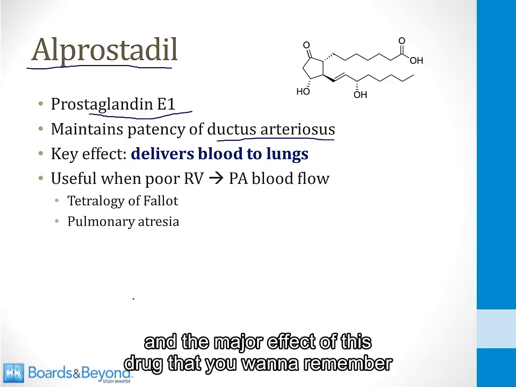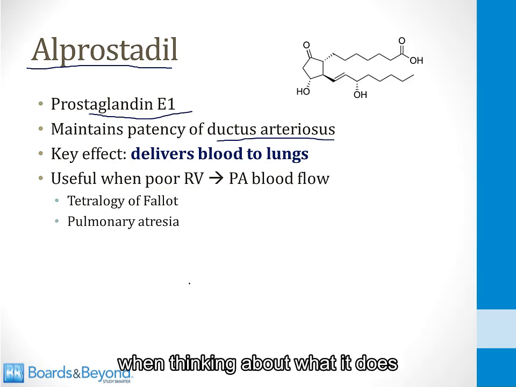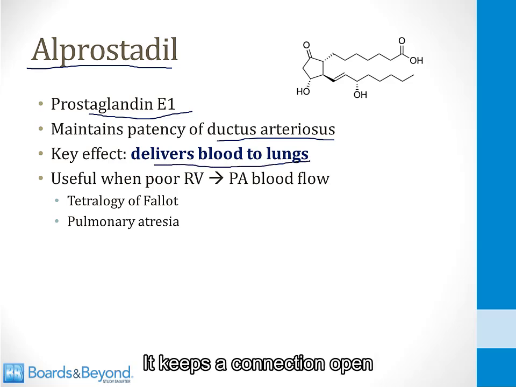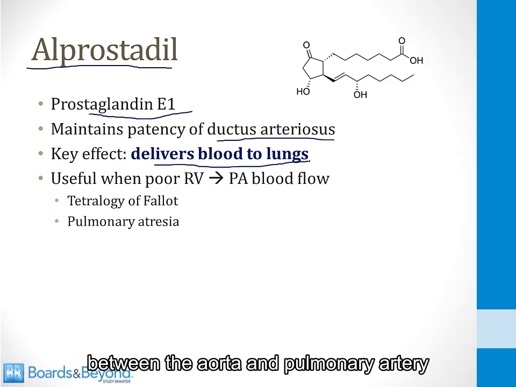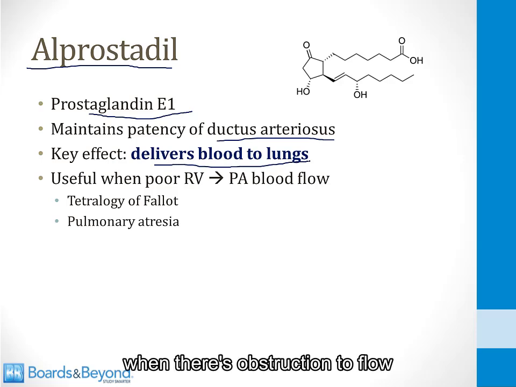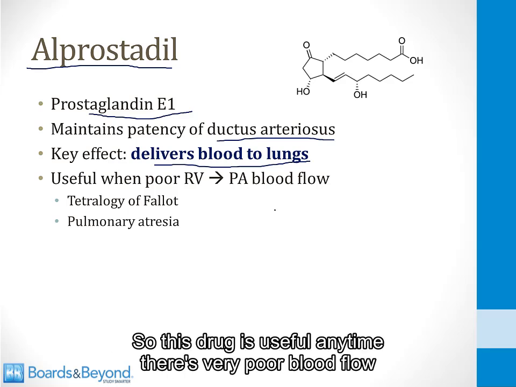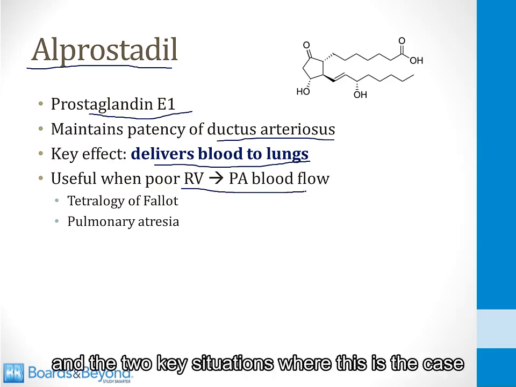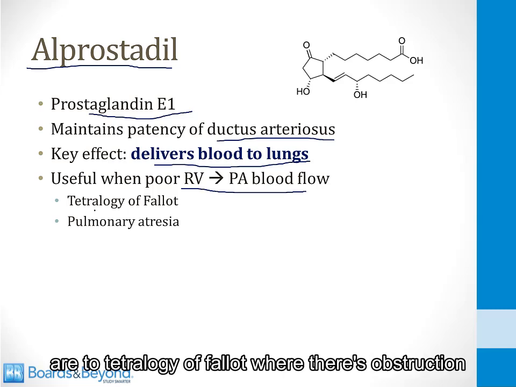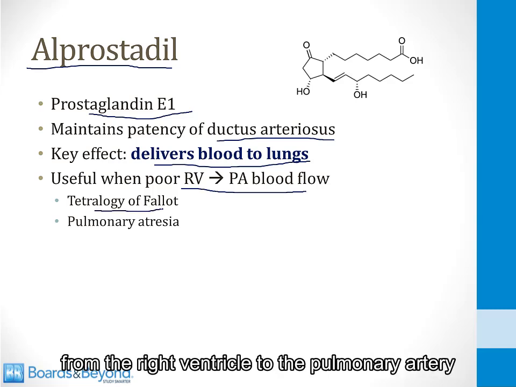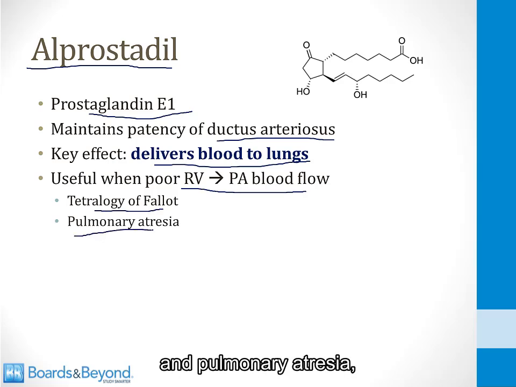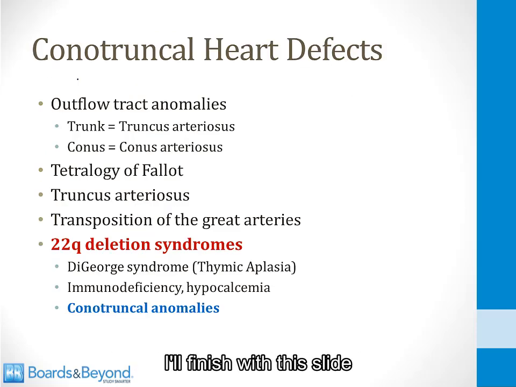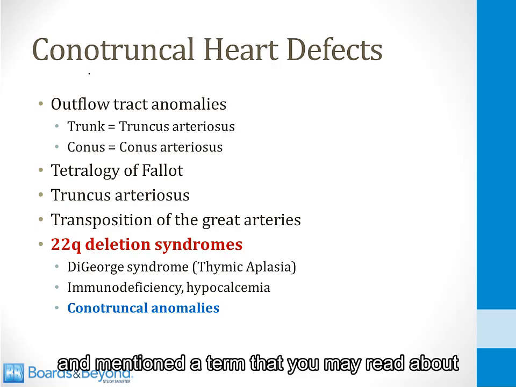And the major effect of this drug that you want to remember when thinking about what it does to babies with congenital heart disease is that it delivers blood to the lungs. It keeps a connection open between the aorta and pulmonary artery. This delivers blood to the lungs when there's obstruction to flow from the right ventricle to the lungs. So this drug is useful anytime there's very poor blood flow from the right ventricle to the pulmonary artery. And the two key situations where this is the case are tetralogy of Fallot, where there's obstruction from the right ventricle to the pulmonary artery, and pulmonary atresia, where there's no conduit to conduct blood from the right ventricle to the lungs.